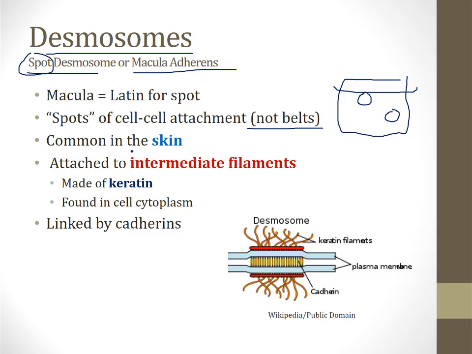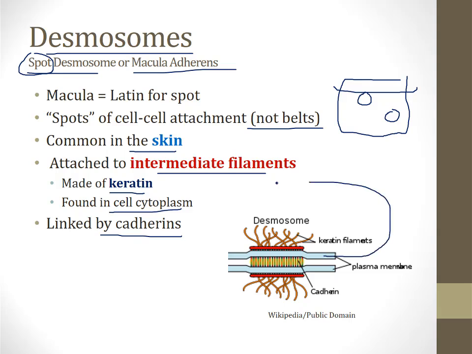These are very common in the skin. There are lots of desmosomes found in epithelial cells in the skin. The way that desmosomes attach two cells to one another is via intermediate filaments, which are found inside of epithelial cells. These intermediate filaments are proteins made up of keratin that are found in the cell cytoplasm, and in a desmosome, these intermediate filaments are linked by cadherins. To understand this better, let's look at this drawing on the screen here.